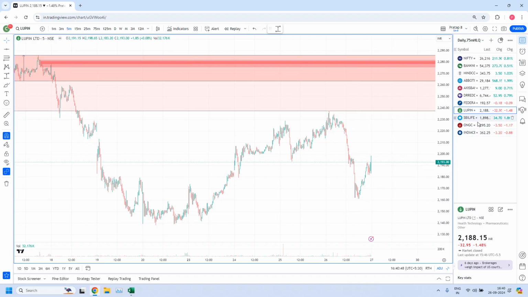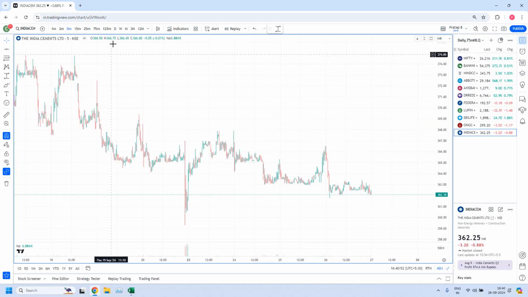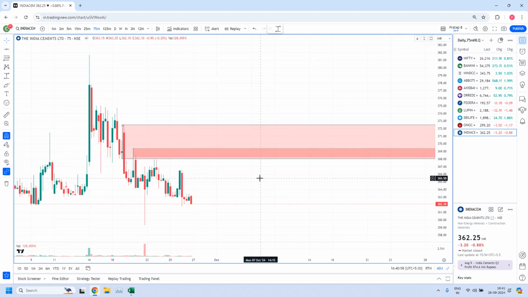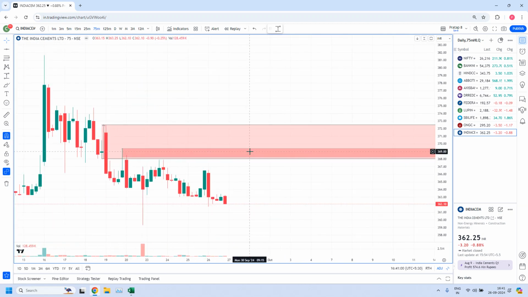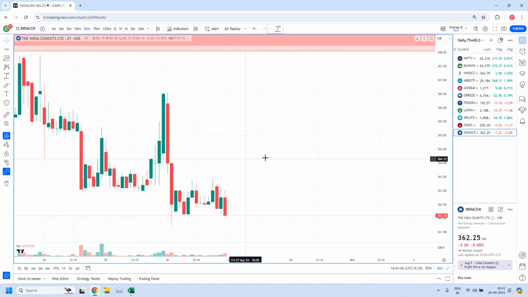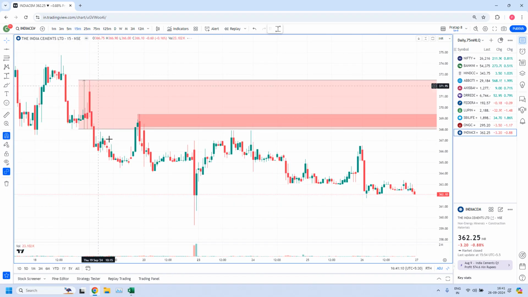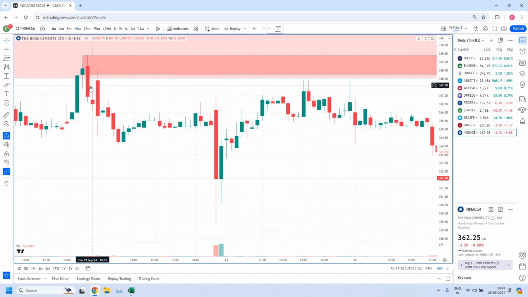SBILIFE, we got a trade. We discussed ONGC, we already discussed. And last one is India Cement. This is a 75 minutes high liquidity supply zone. So this is a drop base drop. This fine-tuned with 15 minutes time frame. In 15 minutes time frame, you have a rally base drop is there.